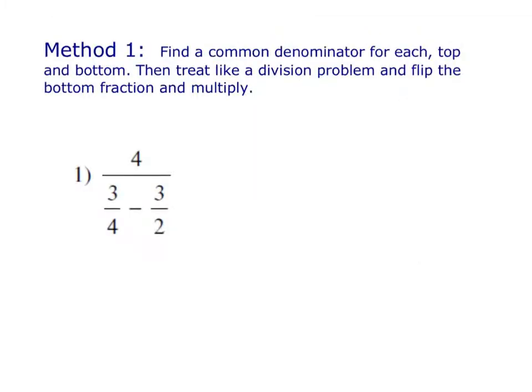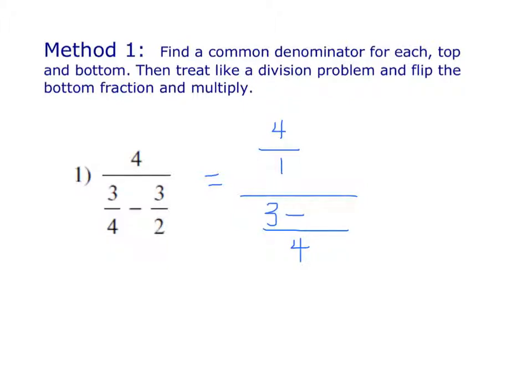So method 1 would be to find a common denominator for each, the top and the bottom, if necessary, and then treat it like a division problem and flip the bottom fraction and multiply it. So you would turn it into a multiplication problem. In this instance, they're using real numbers, so let's just go with that. In the numerator, remember that 4 is just 4/1. And in the denominator, you can see that the common denominator is going to be 4.